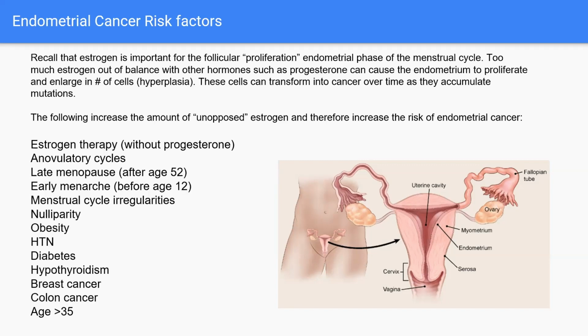Being on estrogen therapy, with progesterone but especially without progesterone, having cycles where you don't ovulate, late menopause, early menarche, so before the age of 12, menstrual cycle irregularities, nulliparity, that's when you haven't been pregnant before, obesity, hypertension, diabetes, hypothyroidism, and so on. So which of the following risk factors does she have?